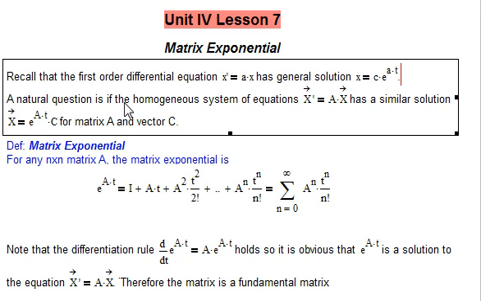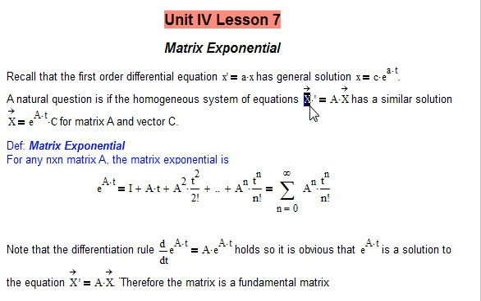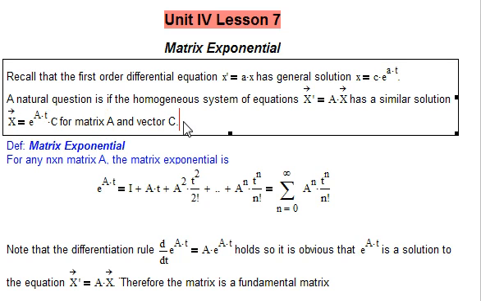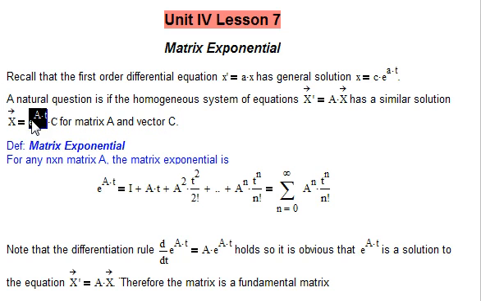But a natural question is, for the homogeneous system of equations, vector x prime equals square matrix A times vector x, does that have a similar solution, vector x equals e to the A t times c, for a matrix A and a vector c? And of course that raises the question, what on earth is e to the matrix A times t? I think our genius ain't appreciated here. Well, that may be true, but what on earth is that? And that is something called the matrix exponential.